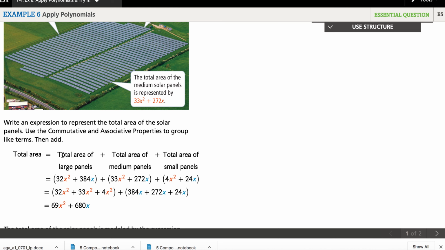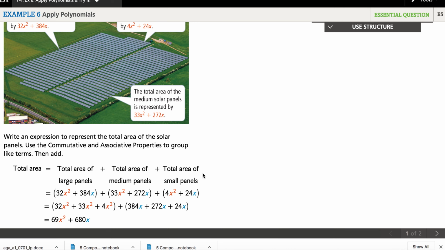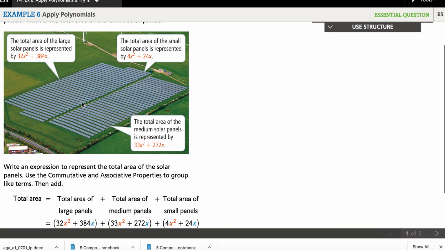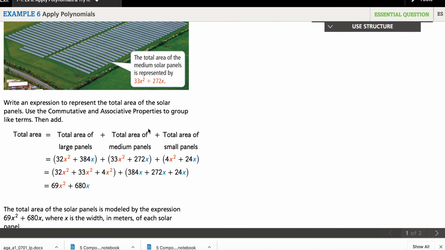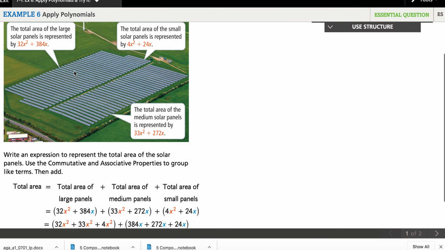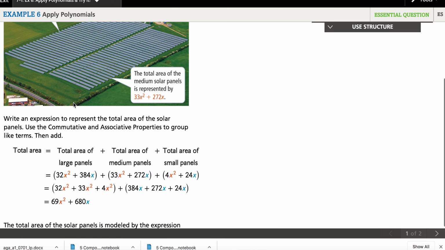Since we have the area, the total area is going to be equal to the total area of the large panels plus the total area of the medium panels plus the total area of the small panels. As you see here, you have the total area of the large panels, small, and medium. We're going to add them up to find the total area. Since we have all the expressions here, we add them together. Now, the next step is to combine like terms.